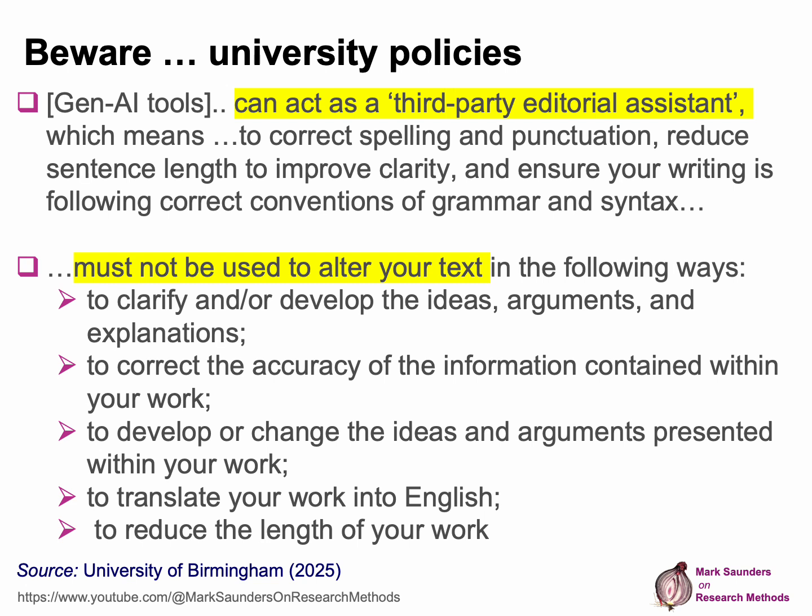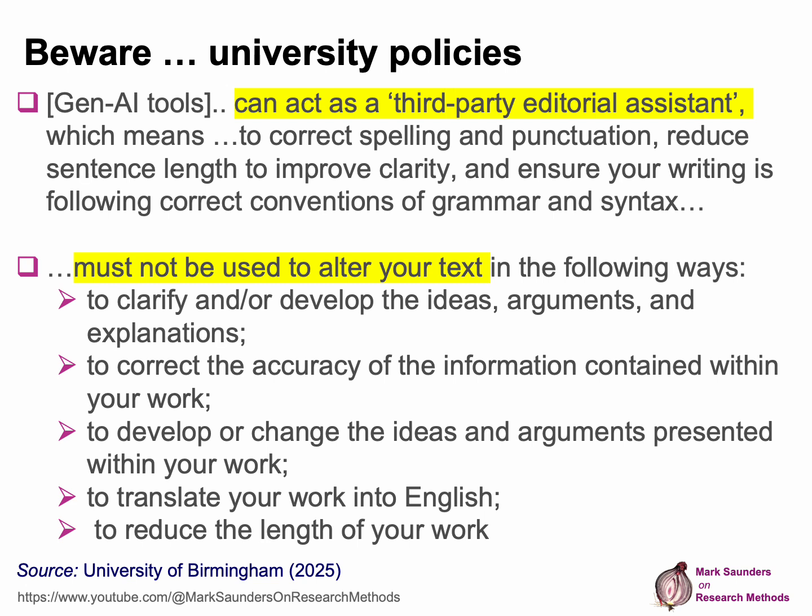And so I've looked at my own university here because I think it illustrates it quite well. And the first thing it says is that GenAI tools can act as a third-party editorial assistant, and it defines what this means: correcting spelling and punctuation, reducing sentence length to improve clarity, and ensuring the writing is following the correct conventions of grammar and syntax. And there is no doubt that GenAI has done this for us.